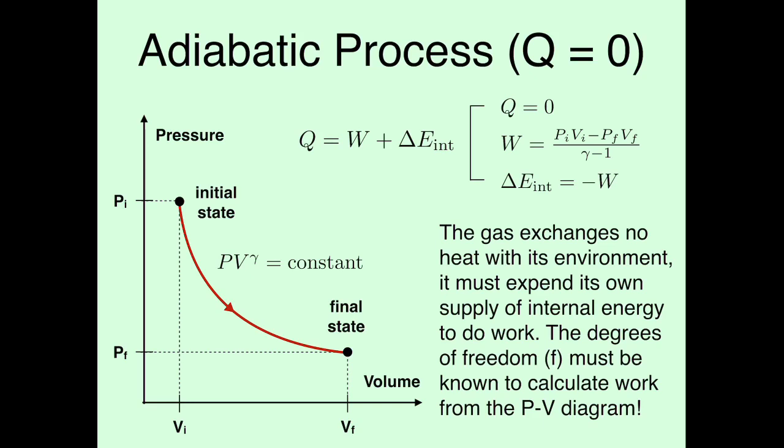There's no Q. Okay. In order to actually make any of these calculations, we need to know gamma, and therefore we need to know F, the degrees of freedom. So unlike those other processes, for an adiabatic process, it matters what type of gas molecule we're dealing with and the number of degrees of freedom it has.